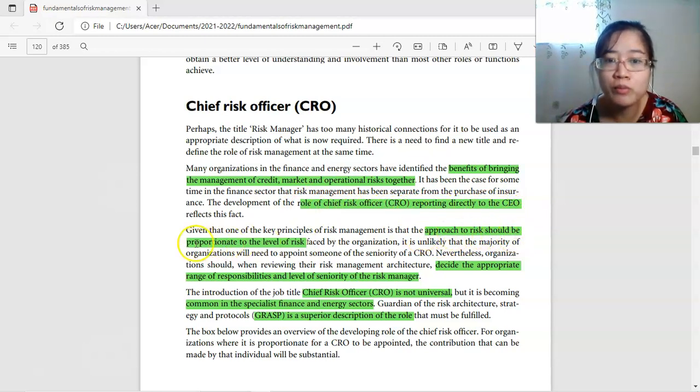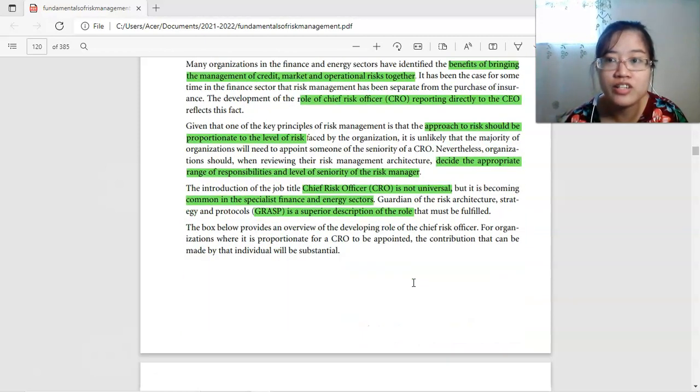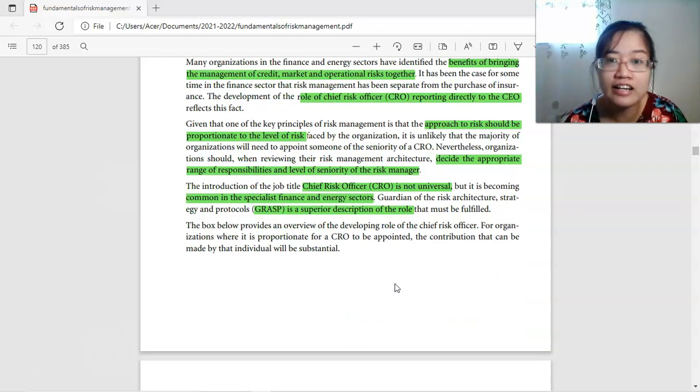Approach to risk should be proportionate to the level of risk. Decide the appropriate range of responsibilities and level of seniority of the risk manager. So, in a way, parang under niya ang mga risk managers. Not universal, becoming common in the specialist finance and energy sectors. Okay, kasi ito medyo mga big companies talaga.